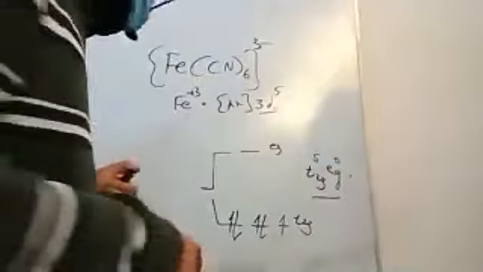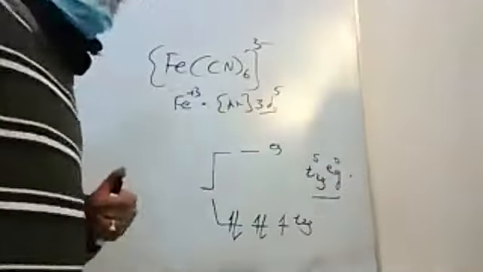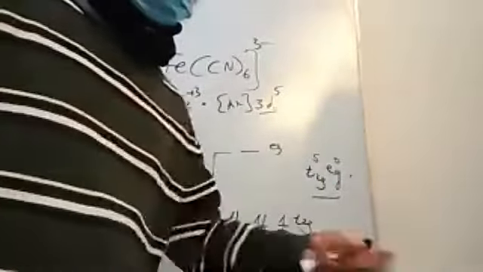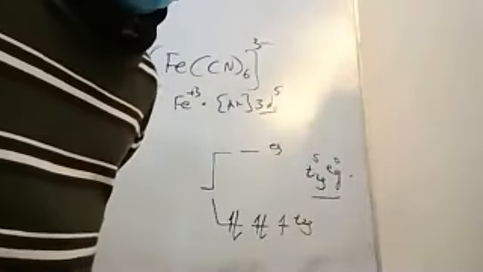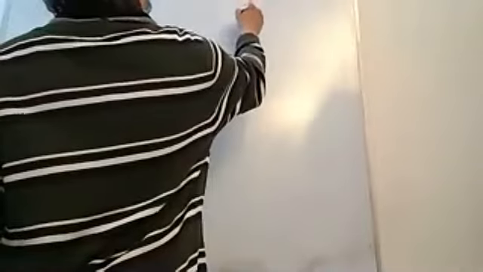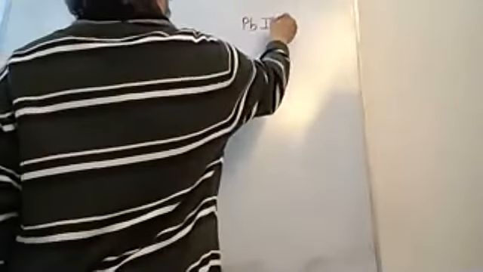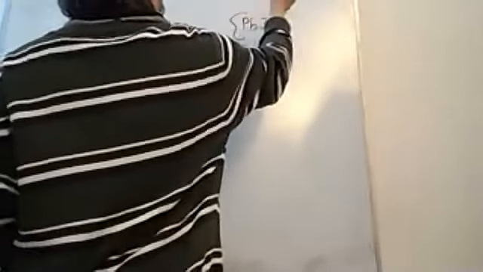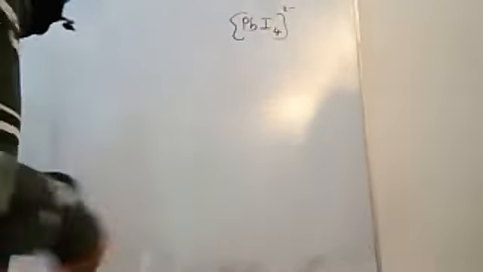Now, the next thing is, what happens in tetrahedral complex then? We've been talking all the way about octahedral complexes. So what happens in tetrahedral complex? So here is what happens. In tetrahedral complex, we have, let's say, PbI4 2 minus. It's a tetrahedral complex. 4 ligands around the metal.